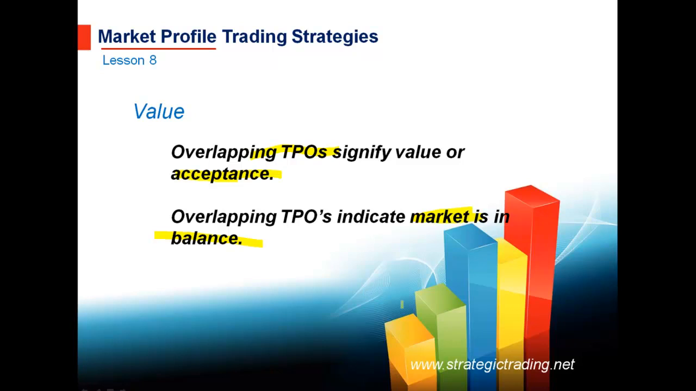More TPOs, more people trading at these prices, a larger number of TPOs developing on the profile chart, and a market that is developing balance or is in balance.